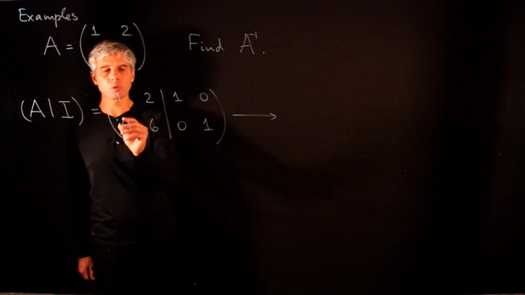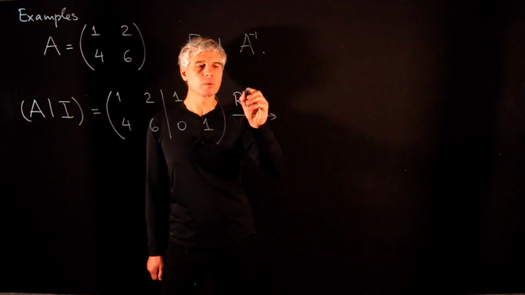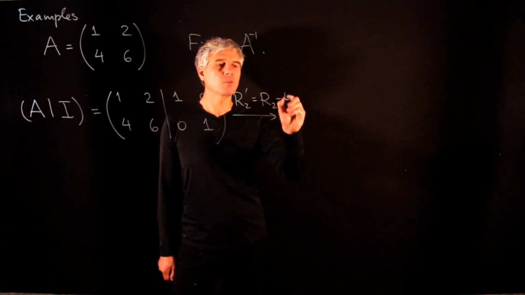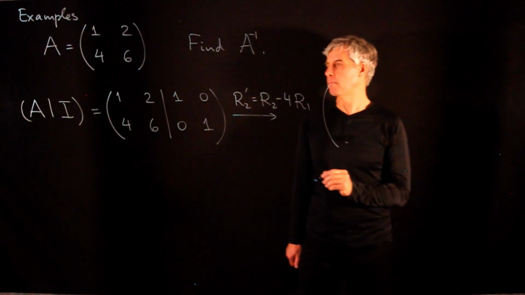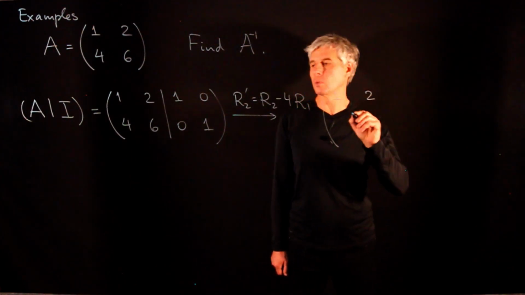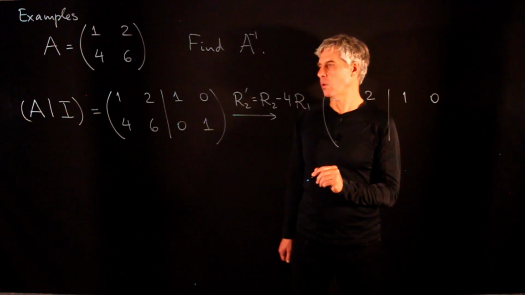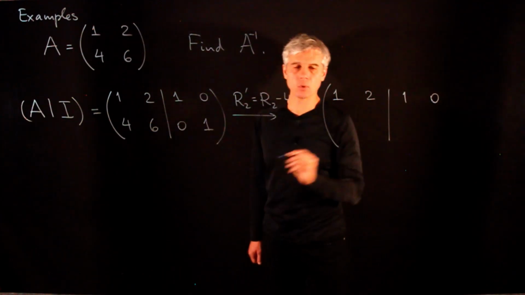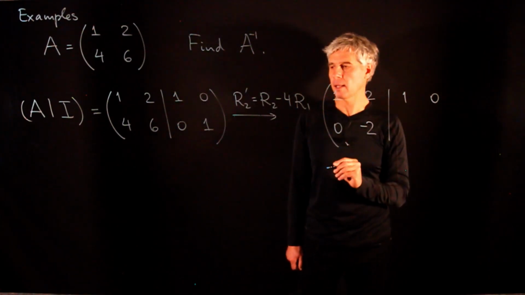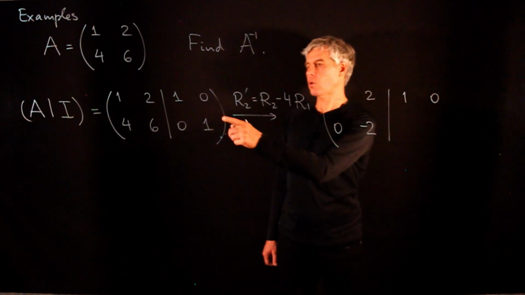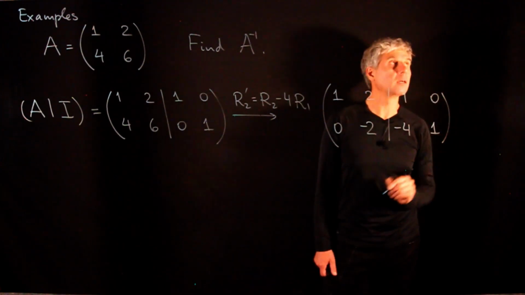So now let's apply our elementary row operation. So now we want to erase the entry here. So we say that row 2 new is row 2 minus 4 times row 1. And we apply this elementary row operation to both matrices. So we get 1, 2, 1, 0. So the first row is unchanged. For the second row, we are going to get 0 here, and 6 minus 8, that's negative 2 here. And so if we take row 2 minus 4 times row 1, we get minus 4 and 1 here.